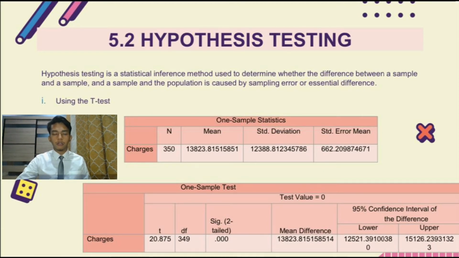The first step we need to do is to state the null and the alternate hypothesis, which is equal or not equal the charge. The next step, we need to identify the level of significance, which is alpha equal 0.05. And lastly, we reject the null hypothesis since 20.875 is greater than 1.703.